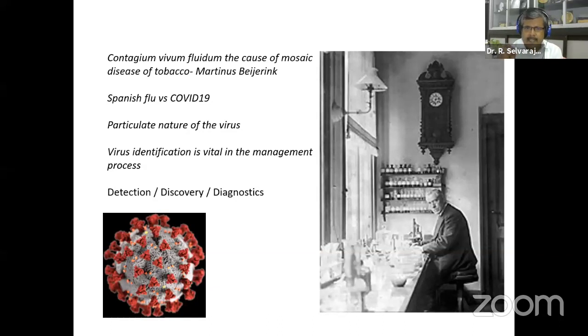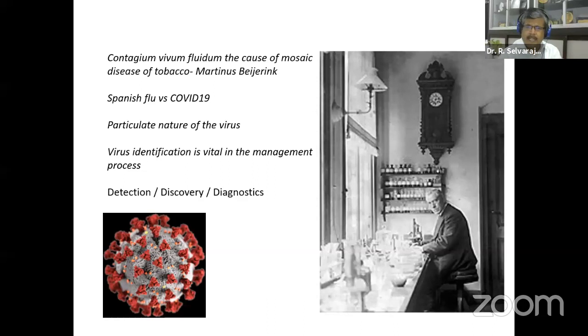I would say virus identification is vital for the management process. You know about Contagium vivum fluidum, the cause of mosaic disease of tobacco, by Martinus Beijerinck. In 1898, he proved that there is a live thing which can pass through the bacterial filter, that is Chamberland porcelain filter, which retains all the bacteria; only the virus passes through. When you inoculate it, you saw it multiplying, again causing the mosaic on the tobacco. Then they felt there is some organism which can multiply only in living cells, and he named it Contagium vivum fluidum. So he said it's a fluid.